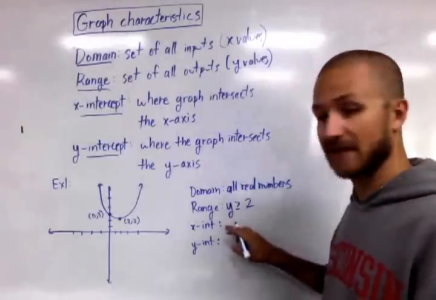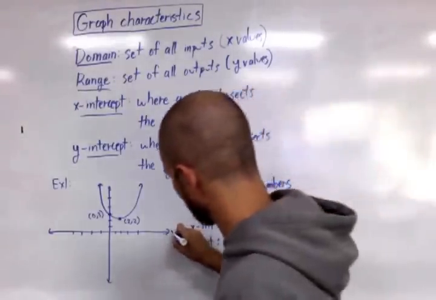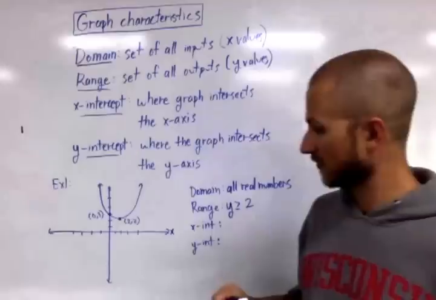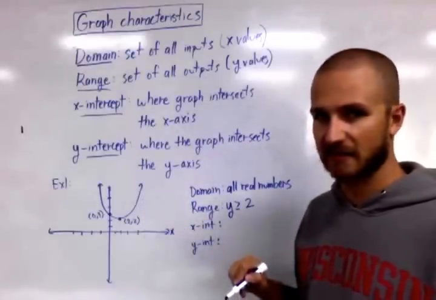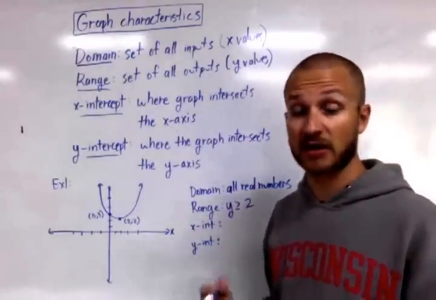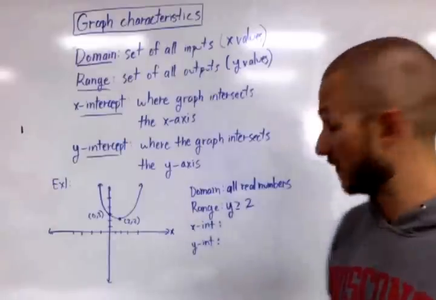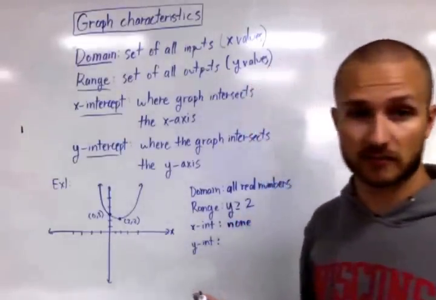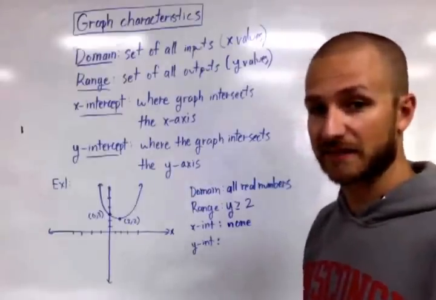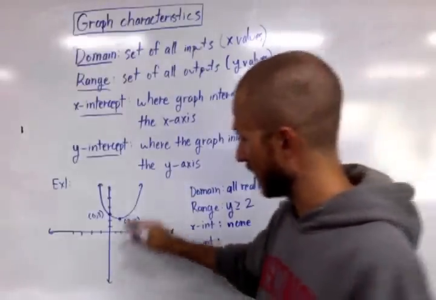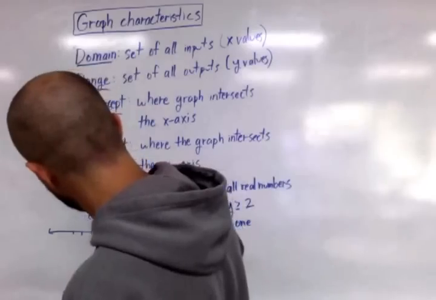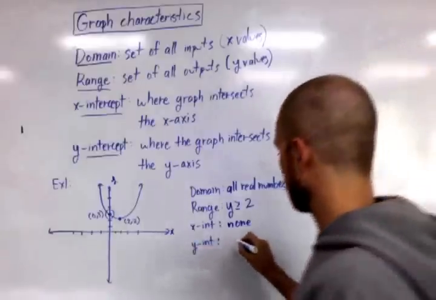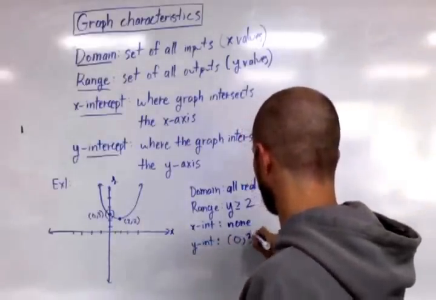X-intercept: this is the x-axis right here, and do you see where this graph hits the x-axis? It doesn't. You don't always need them; you can actually have none. So here, very easy, it's none. Move on. Y-intercepts: where does it hit the y-axis? Oh, it's right there. It's that other point that I pointed out to us, and that is the point (0, 3).